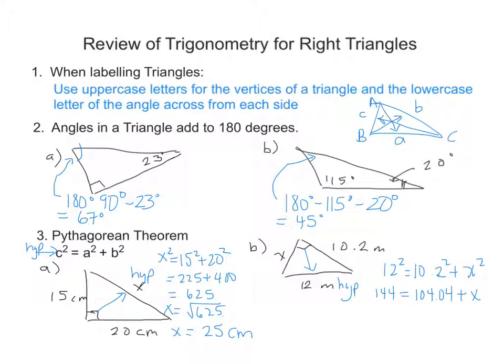plus x squared. I'm going to subtract the 104.04 from both sides, and we get 39.96 being equal to x squared. And then we're going to square root both sides, and we get x being approximately equal to 6.3 meters. Okay, for our short side.